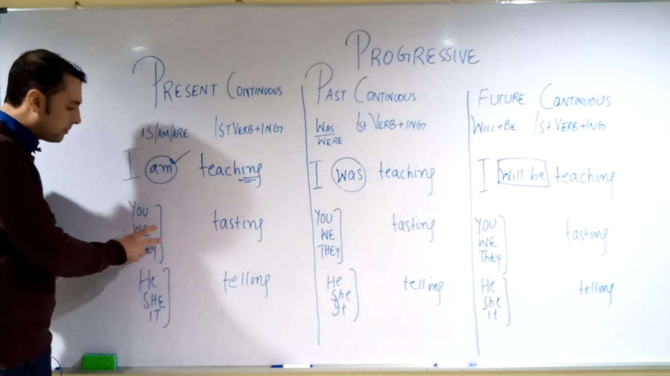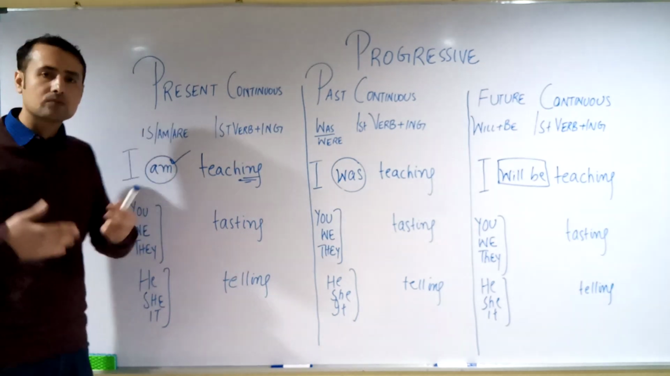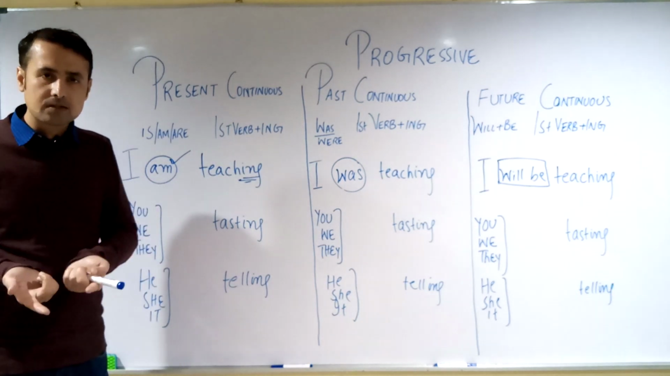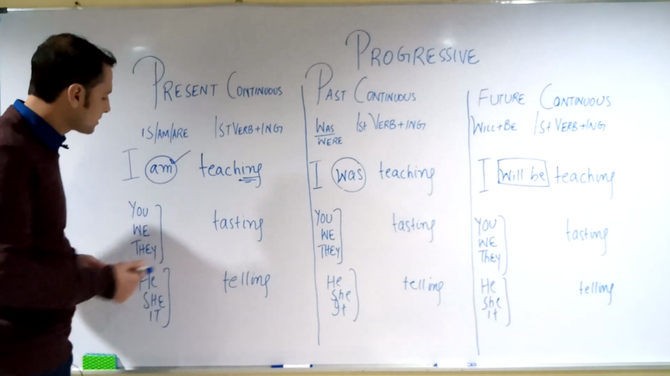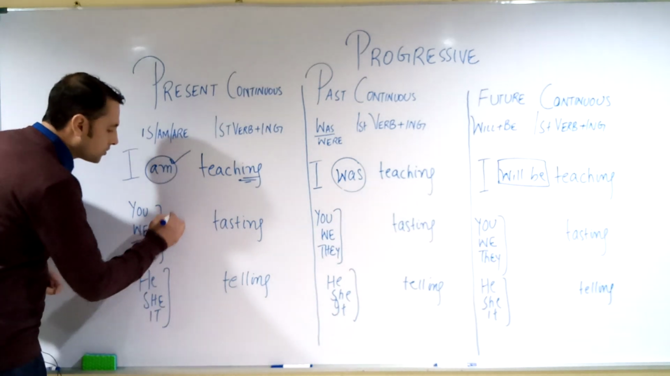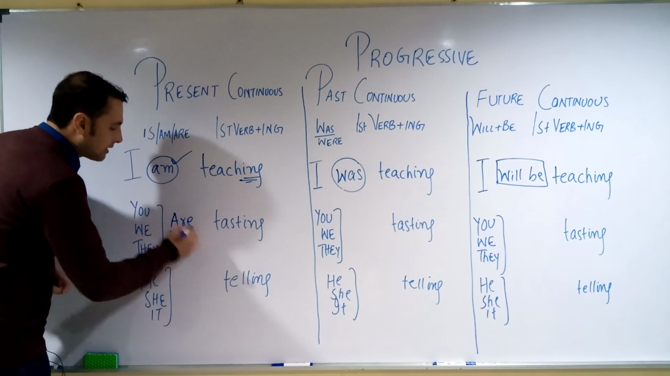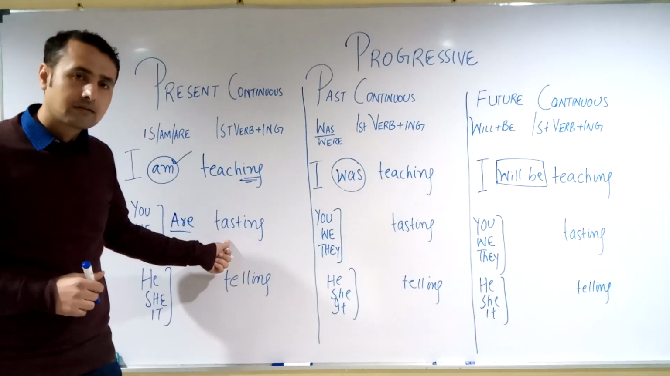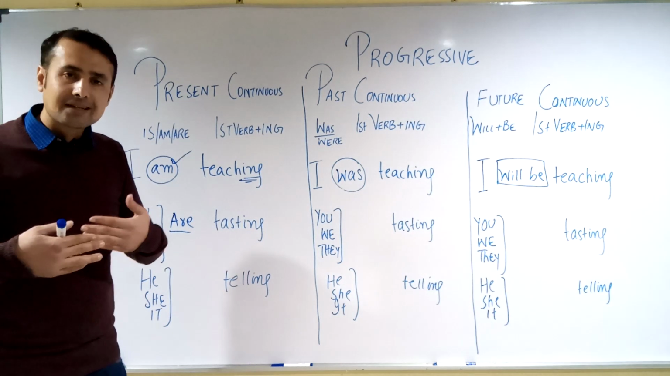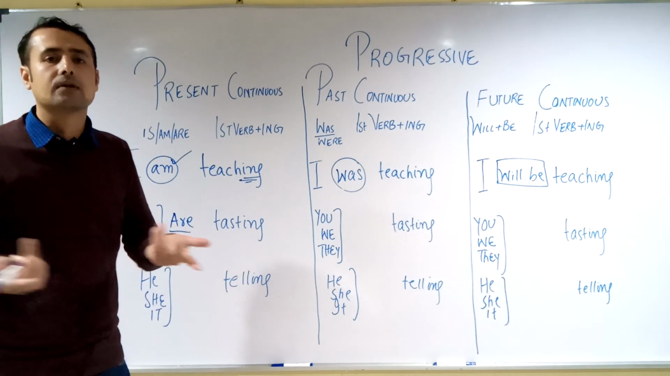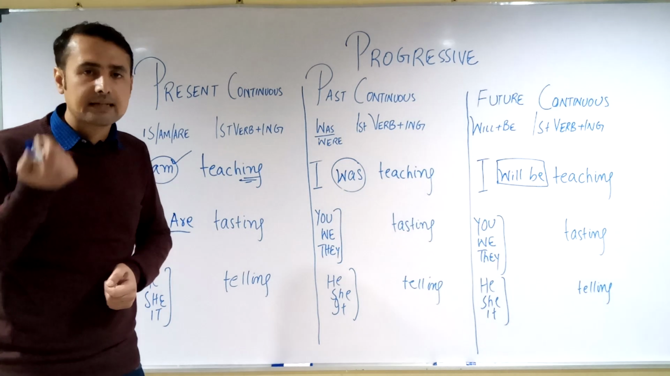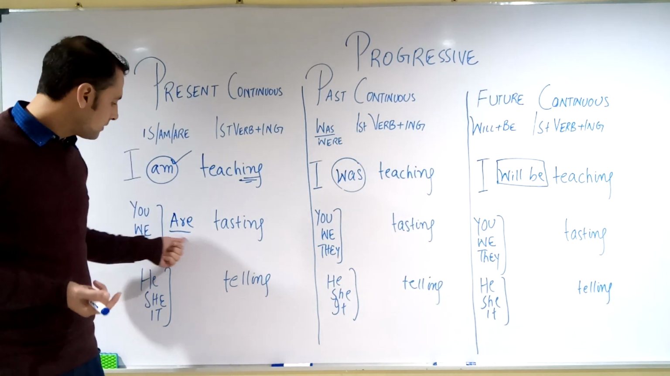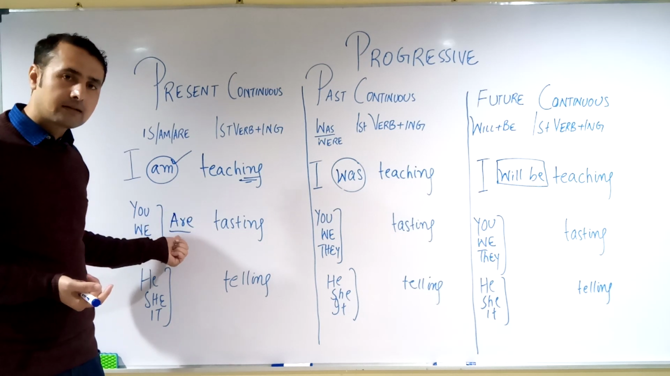Here, if I talk about you, we, they: you is second person singular or plural, we is first person plural, and they is third person plural. Here we need to use the plural, and that is are. You are tasting. You are tasting what? You are tasting pizza. तो pizza taste कर रहे. You are tasting burger or anything else. Now here we are using are.